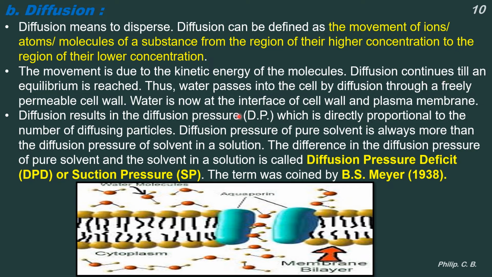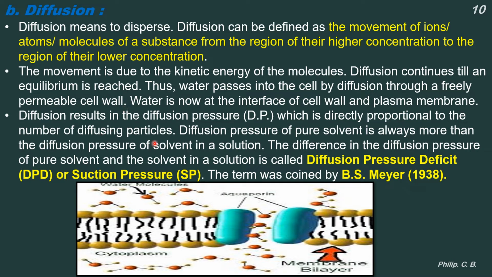Diffusion continues till an equilibrium is reached. Thus, water passes into the cell by diffusion through a freely permeable cell wall. Water is now at the interface of the cell wall and the plasma membrane. So as the water moves, it continues till the equilibrium is reached. The water passes through the freely permeable cell wall, which easily allows the water to move through, and it is further present at the interface, that is, between the cell wall and the plasma membrane.